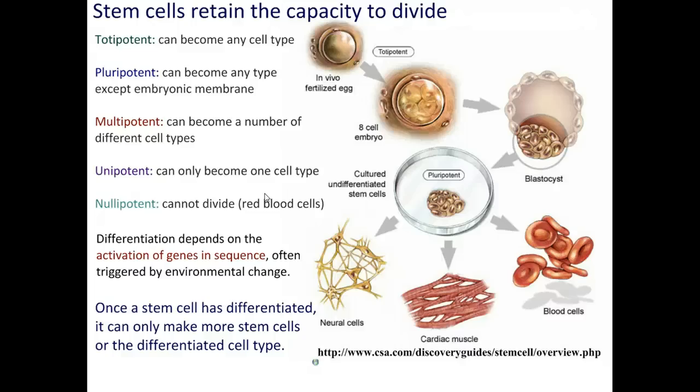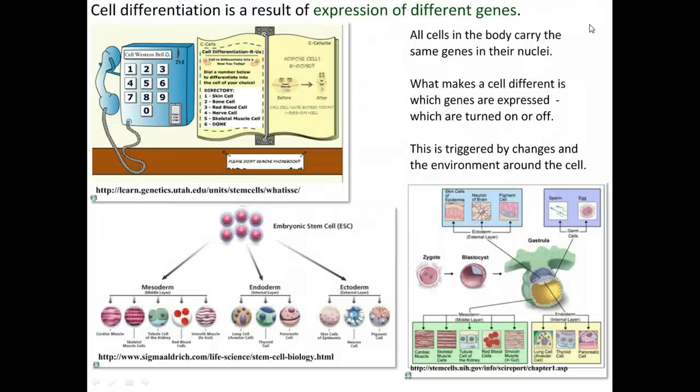But there's lots of research done on adult stem cells. But remember, adult stem cells are going to fall into this category, whereas embryonic stem cells fall into this category, of totipotent and pluripotent, which, again, funds are limited for that kind of research. So cell differentiation is the expression of different genes.